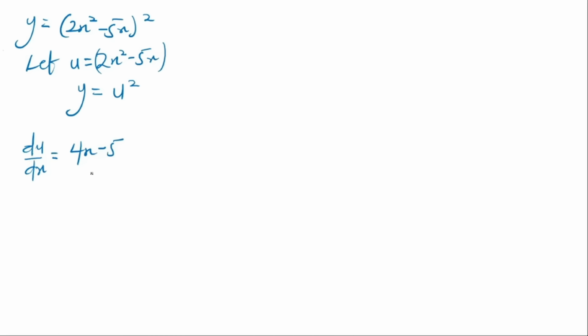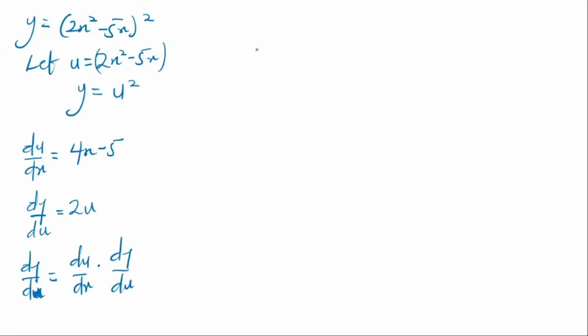Alright, if we differentiate y with respect to u, we get dy/du, and this will be equal to 2u. So that means our chain rule, dy/dx, is equal to du/dx multiplied by dy/du. So from here, our dy/dx is equal to the product of 2u and 4x minus 5.